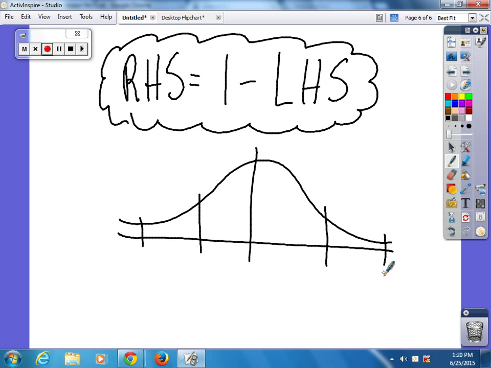How many times have I drawn this picture in the last 5 minutes? How many times are y'all going to draw it in the next 5 days? Probably 100. So you better do the copies. 0, 1, 2, -1, -2. Let's say that you go in your homework and the homework says, find the area greater than 0.56. So they're asking you for that area right there. Well, that is the right-hand side.